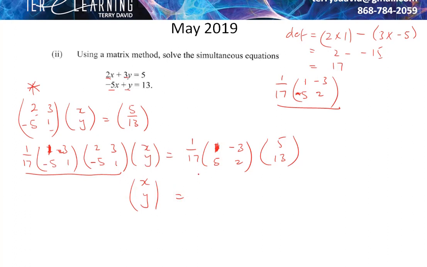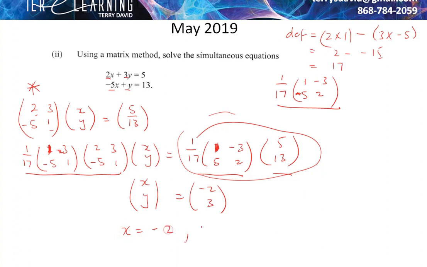Then you're going to have to multiply this here by this, right? So when you multiply this out, essentially what we're going to get is minus 2 and 3. So you can practice working this piece out here. Therefore x is equal to minus 2 and y is equal to 3. And that is how we solve using the matrix method.